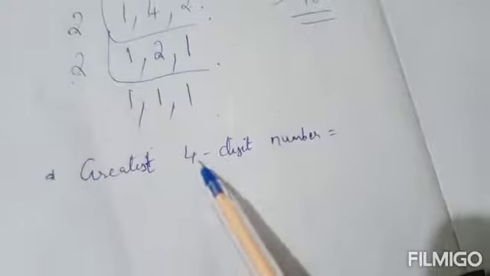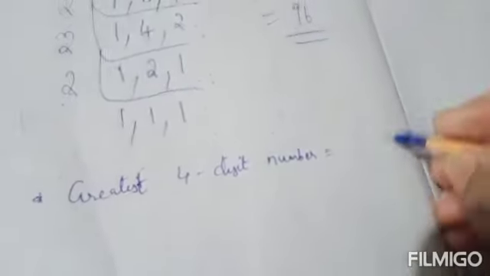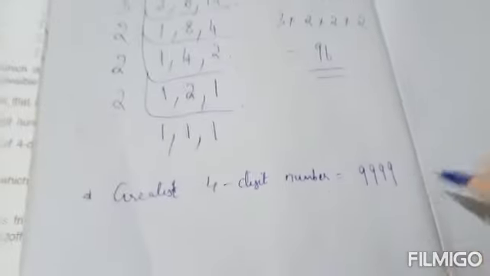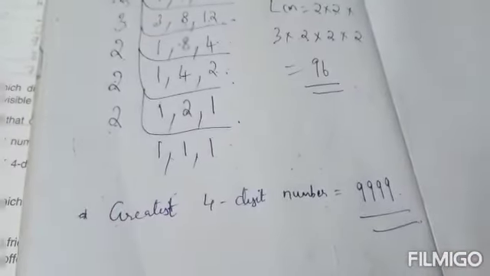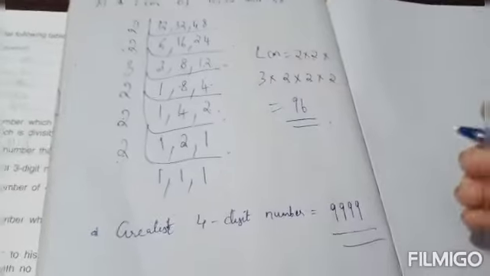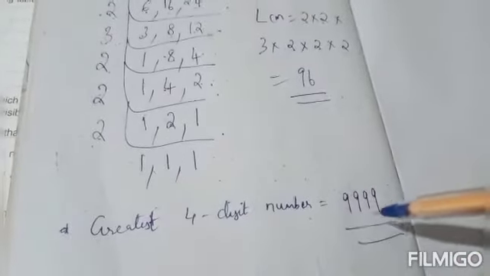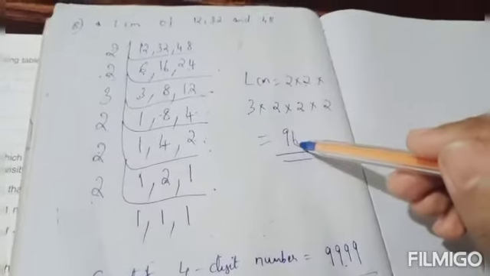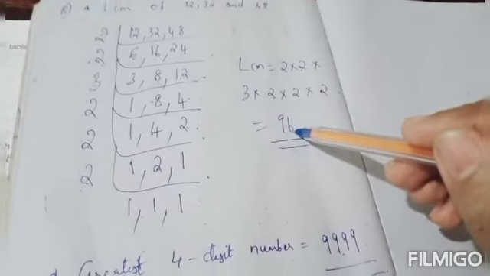So next you need to write the greatest 4-digit number. You know, 9999. This is the greatest 4-digit number. Next, third step is divide this greatest 4-digit number by the LCM of 12, 32 and 48.